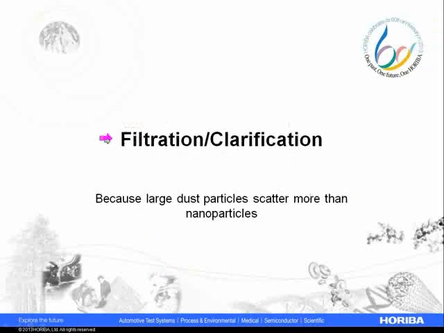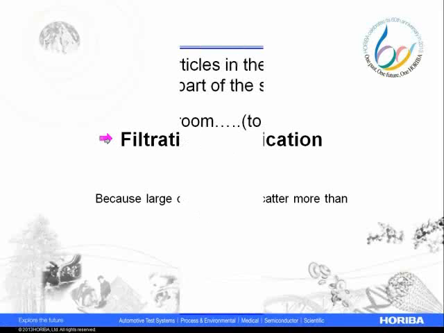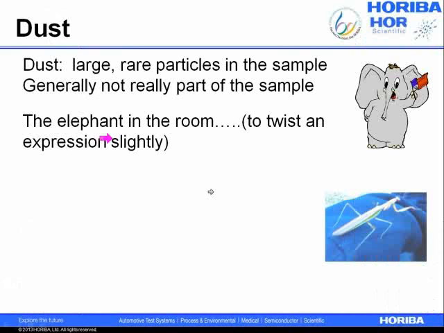Okay, filtration and clarification basically comes about because large dust particles scatter a lot more than nanoparticles. And so you really need to do something about getting rid of these extra impurities. So what is dust? Dust are the large, rare particles in the sample. They're generally not really part of the sample.